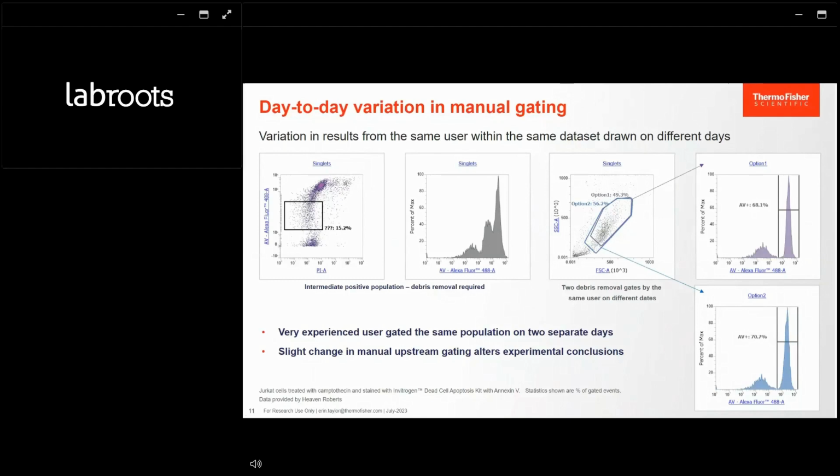And you can see here that there is definitely a pretty significant change. Option 1 is 49%, option 2 is 56%. And this was the same person, same data set, just 2 different days. And there's already this clear variation due to the subjectivity of having to define the boundary of a population when you're drawing manual gates.